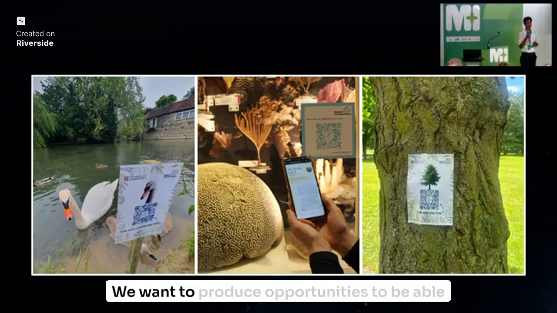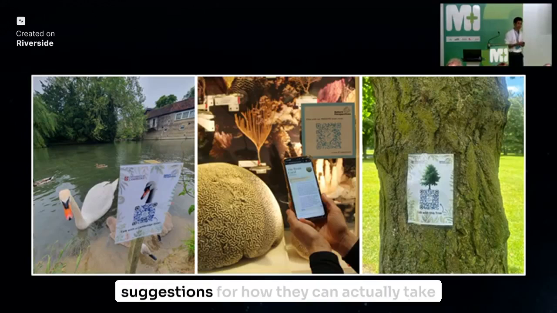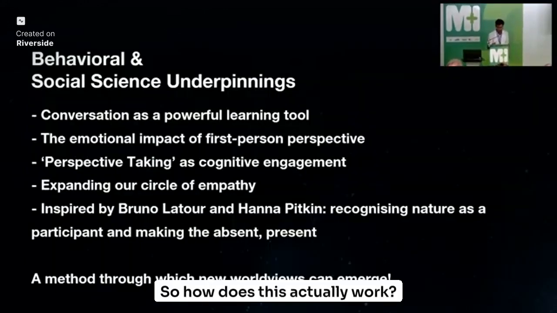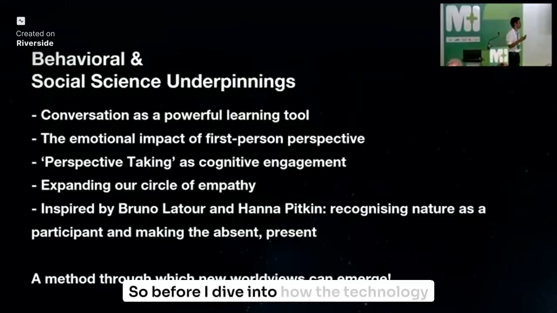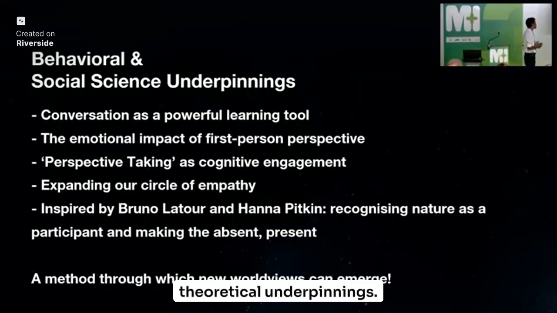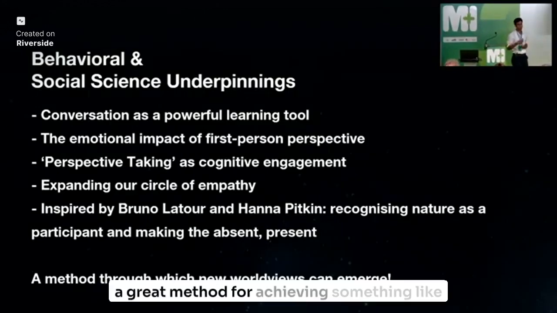We want to produce opportunities to learn about the natural world, and also if people want to take action for nature, we want to provide avenues and suggestions for how they can actually take action for nature. So how does this actually work? Before I dive into how the technology works, I'd like to speak about our theoretical underpinnings, and why we believe that conversation is such a great method for achieving something like this.